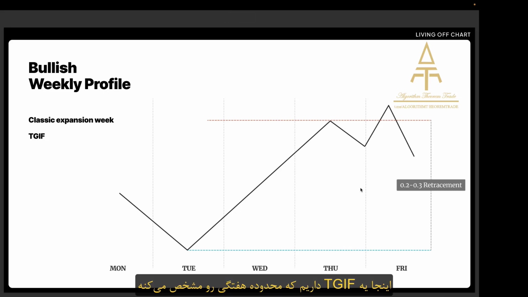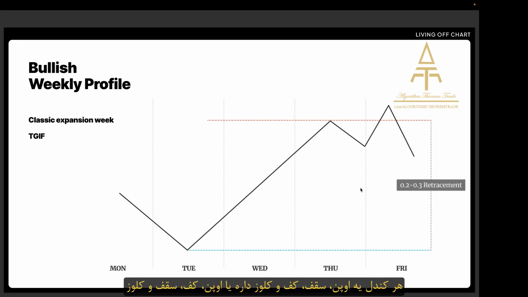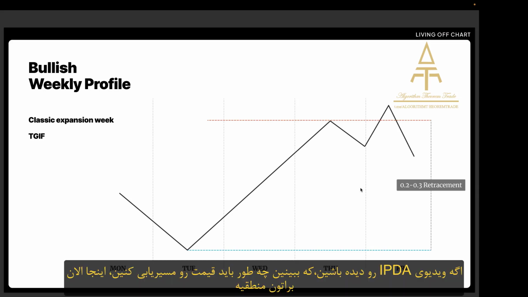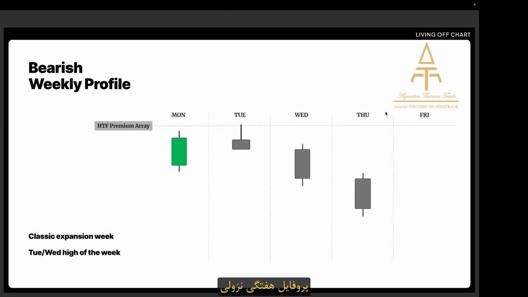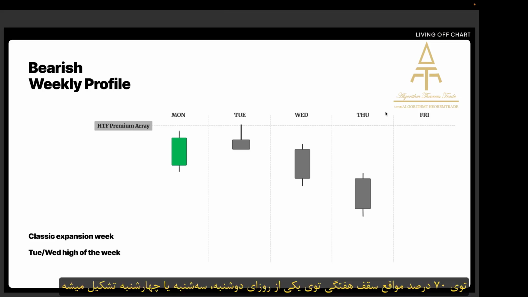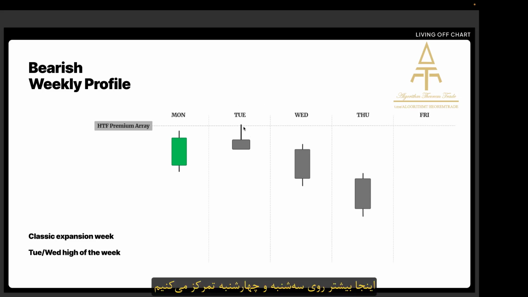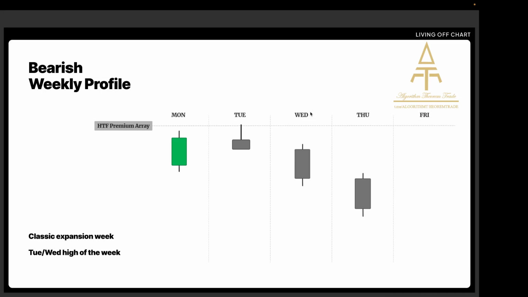Here we have a TGIF, which is capping the weekly range. So every candle has an open, high, low, close or open, low, high, close. And if you watched the IPDA video on how to navigate price, this should make sense to you right here. Bearish weekly profile: 70% of the time, the high of the week is going to form on Monday, Tuesday, or Wednesday. We're going to be focusing on Tuesday and Wednesday.